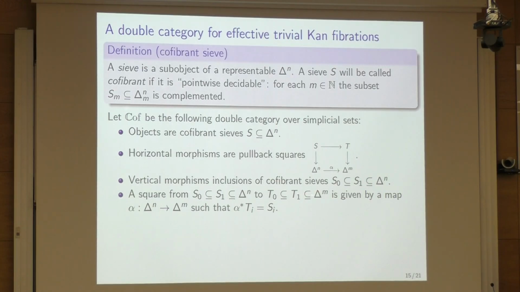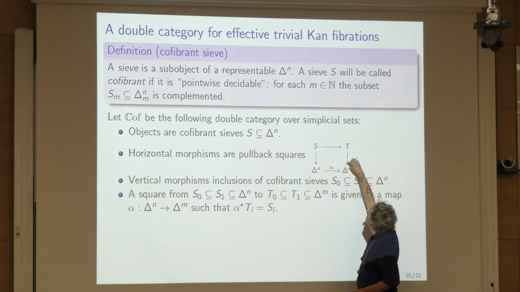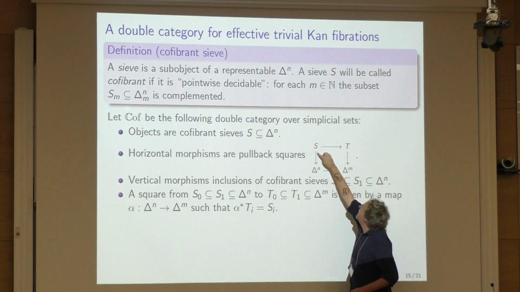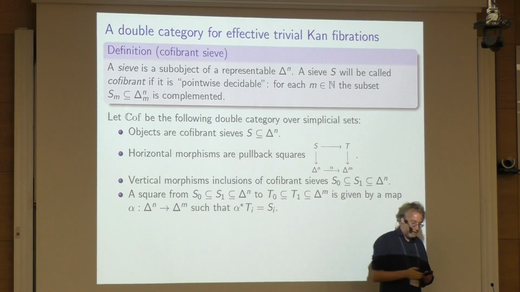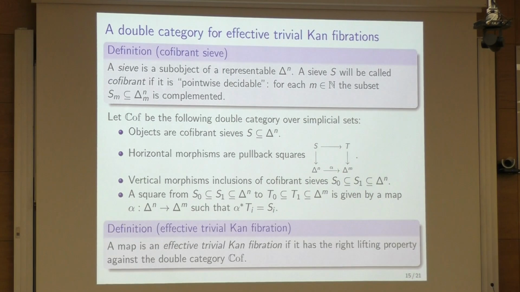Vertical morphisms are just inclusions of cofibrant sieves, and then a square is, I think, the pullback square of the form that I think you can guess. So a square like this, I have another square like this, and then they should be connected by another pullback square. And then I define effective trivial cofibrations to be those things which are cofibrantly generated by this double category.